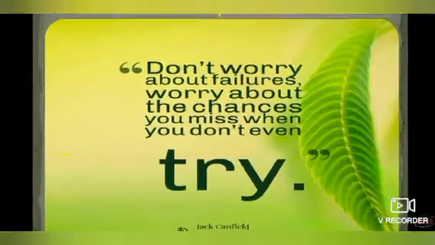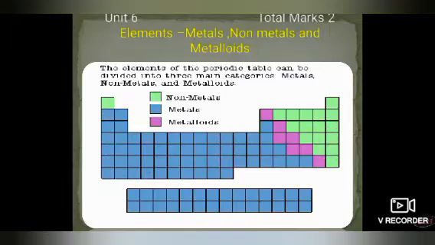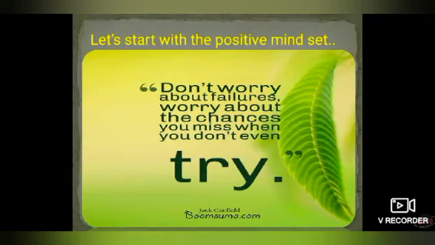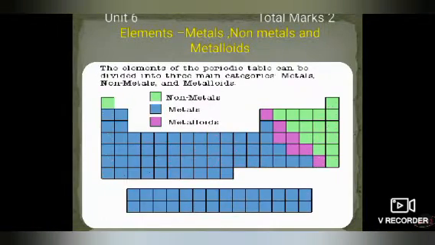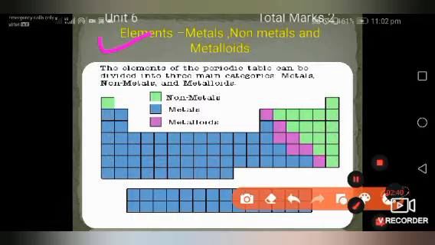Okay, so let's start. Unit 6 is the topic. In total it will come for 2 marks, and as you know it is related to elements, where elements are divided into metal, non-metal and metalloid. The first thing you should know is that there are so many elements, and an element is the basic purest part of any atom.